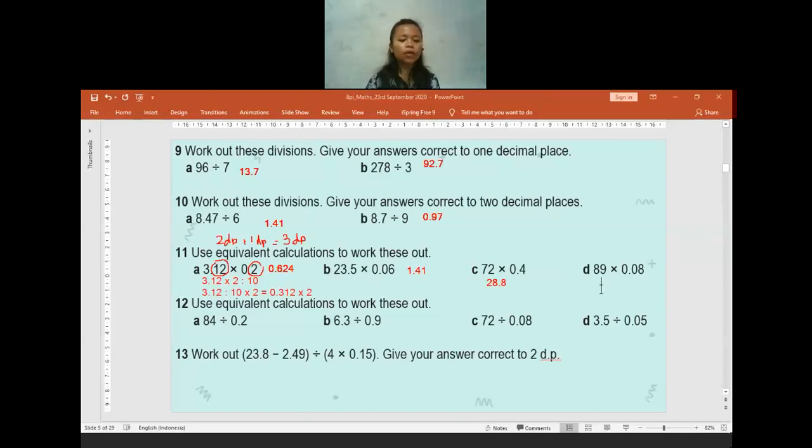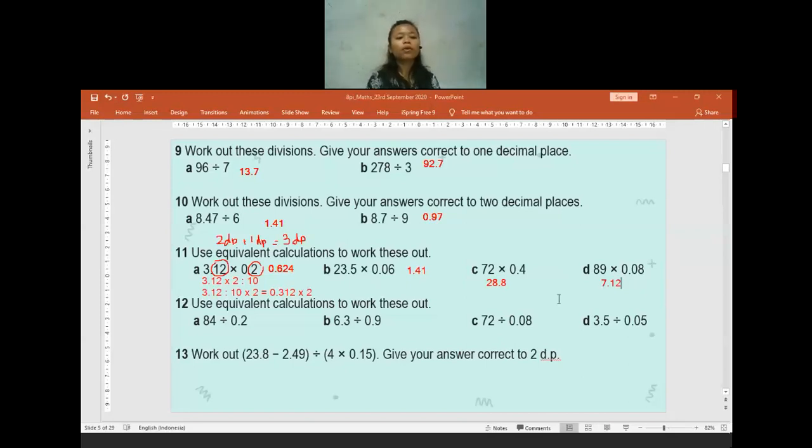So please kindly tell me all of your queries. For question D, we have 89 times 0.08. How many will it be? Yes, correct. It will be 7.12. Any questions so far, or is the explanation not really clear enough? You can tell me so I can try to slow down and repeat everything. No one asked me anything. You can always ask me any question. No? Okay, then I will move to question 12.